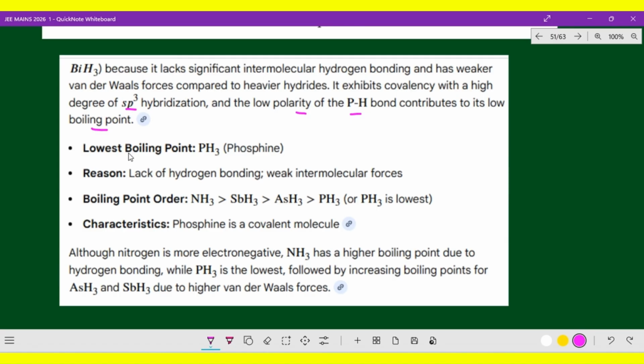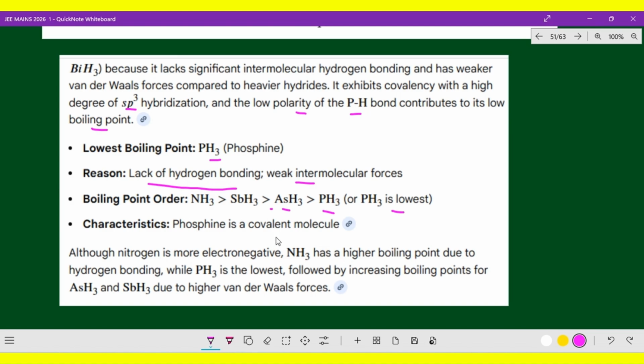See here, I just want to bring that idea: lowest boiling point, phosphine. Reason: lack of hydrogen bonding and weak intermolecular forces. So these are the two main points. What are those two main points? Lack of hydrogen bonding and weak intermolecular forces. So the boiling point of ammonia is greater than antimony hydride, SbH3. It's greater than arsenic, AsH3. It's greater than phosphine, PH3. So this is the 15th group element, and this is actually the very lowest boiling point. Why? Because of these two reasons: lack of hydrogen bonding and intermolecular forces of attraction.